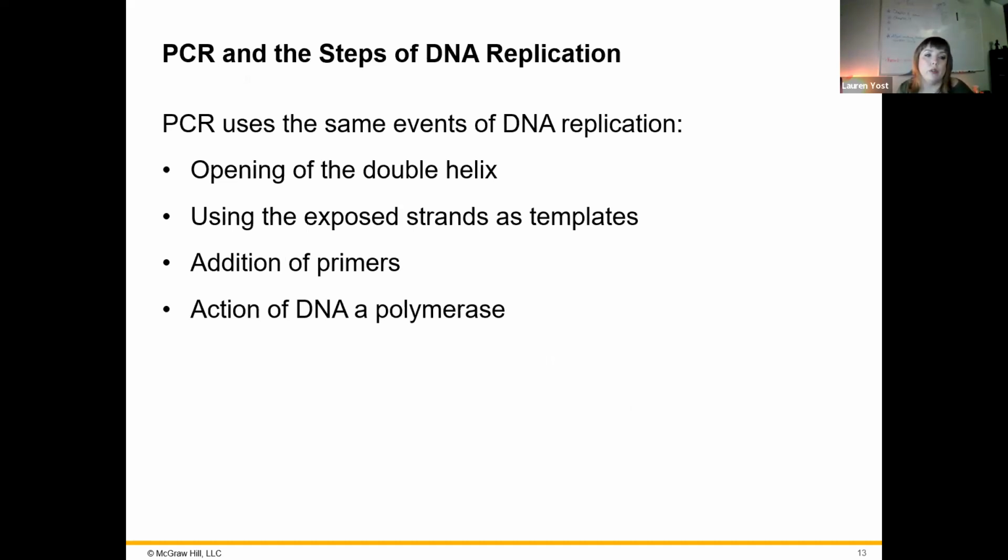So PCR will use the same events that we would see in DNA replication. We're going to open the double helix. We're going to expose each strand and use each strand as a template. We'll add in primers because DNA polymerase has to build off of a primer. And then we will have the actual action of the DNA polymerase.